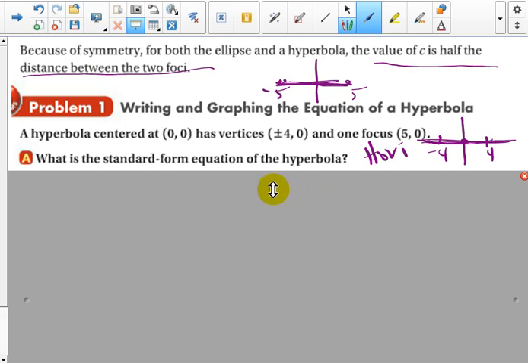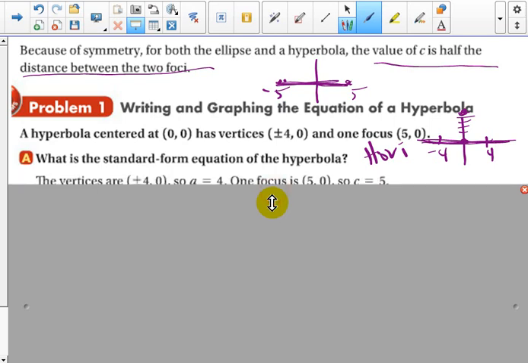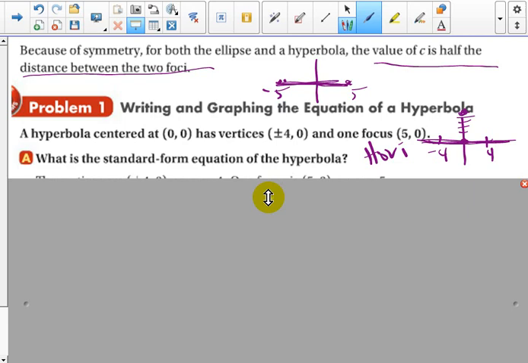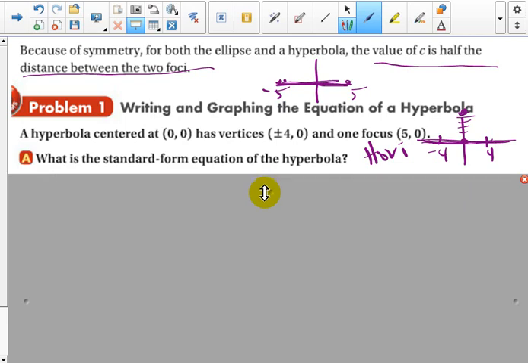And one focus of 5, 0. So at 5, I think that was 5 and 0. So what is the standard form equation of the hyperbola? So do we have our A's? What is the vertices on the horizontal?